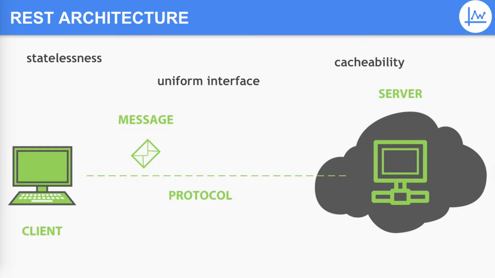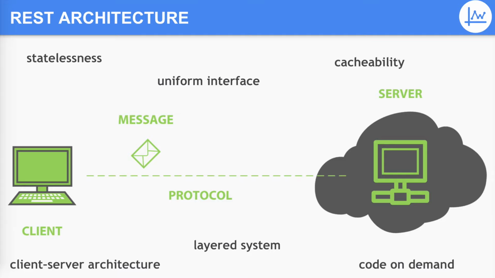There are 6 constraints that define a RESTful system, such as statelessness, uniform interface, cacheability, client-server architecture, layered system, and code on demand. If a web service implementing REST architecture breaks any of the required constraints, the web service cannot be considered as RESTful.